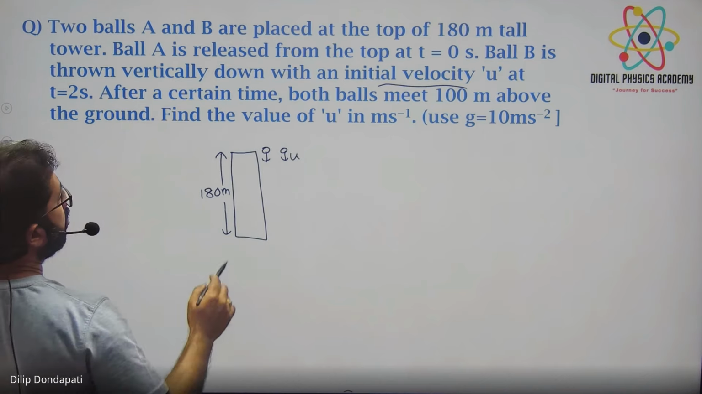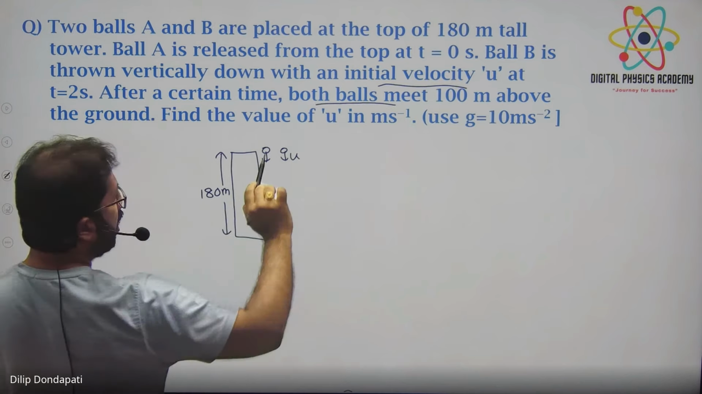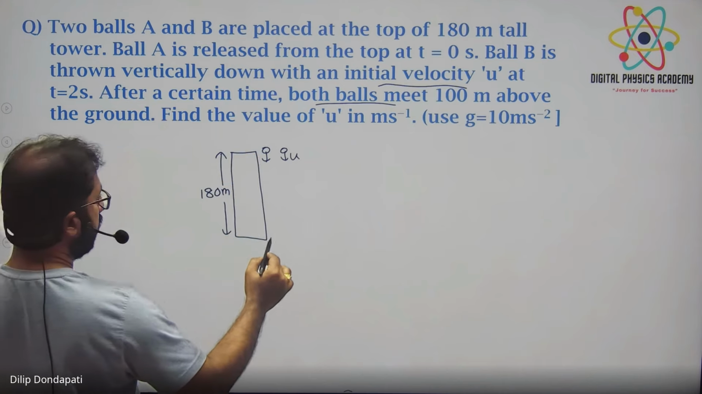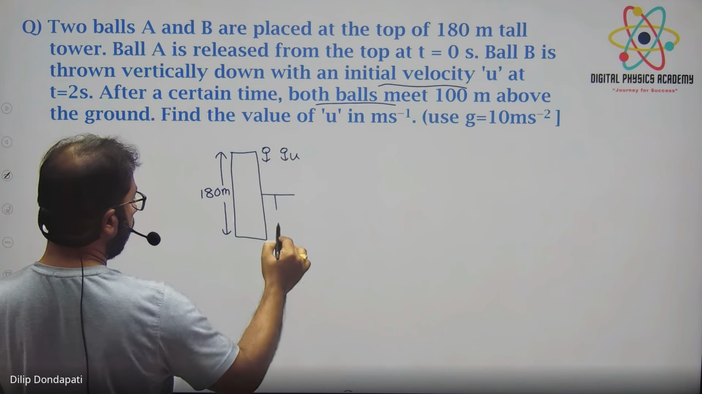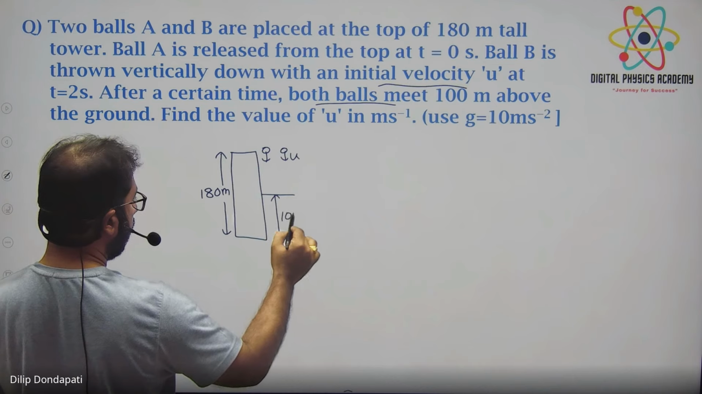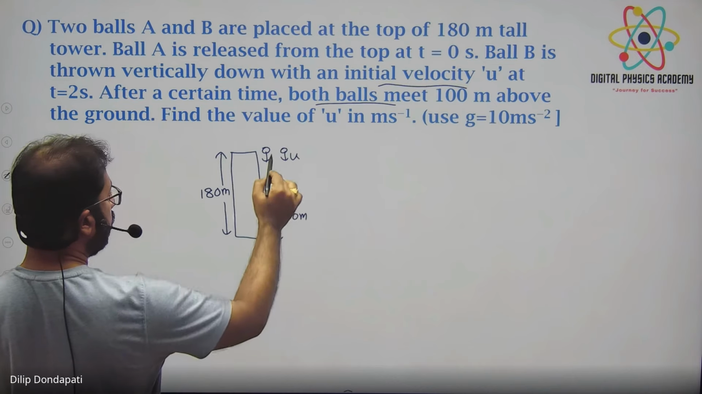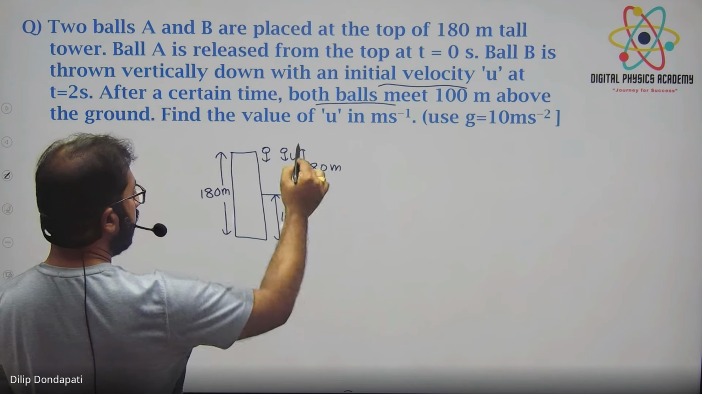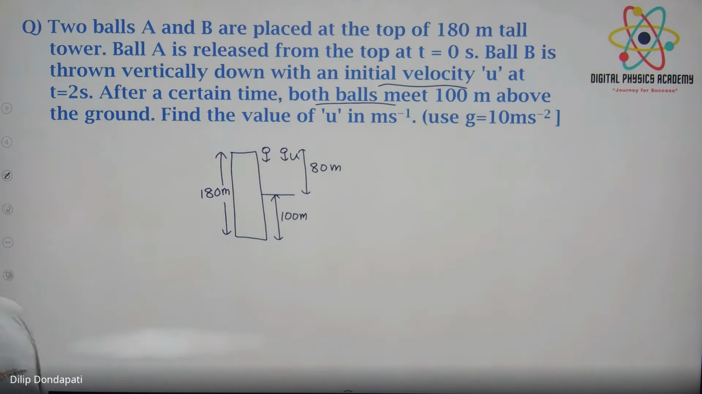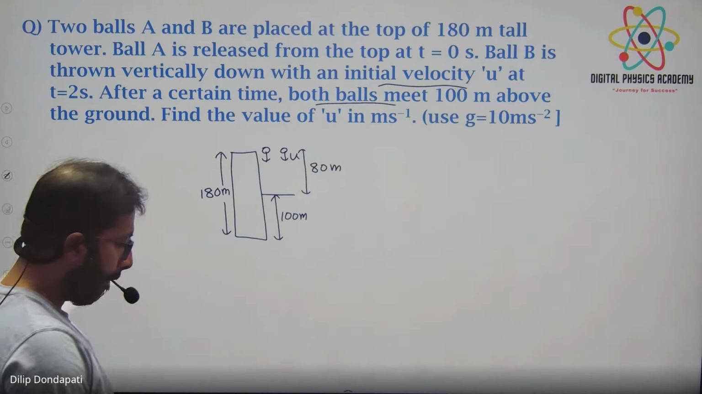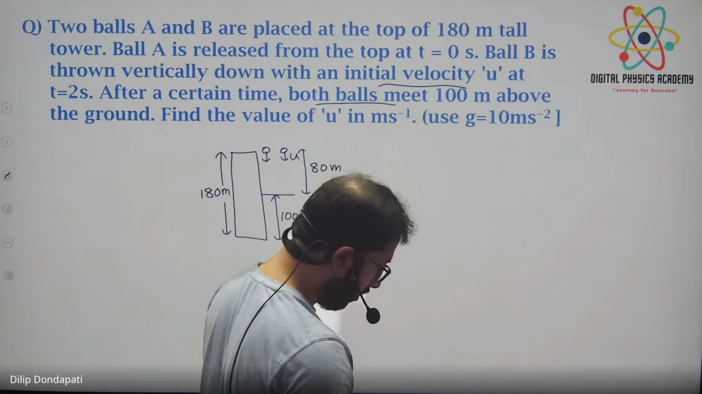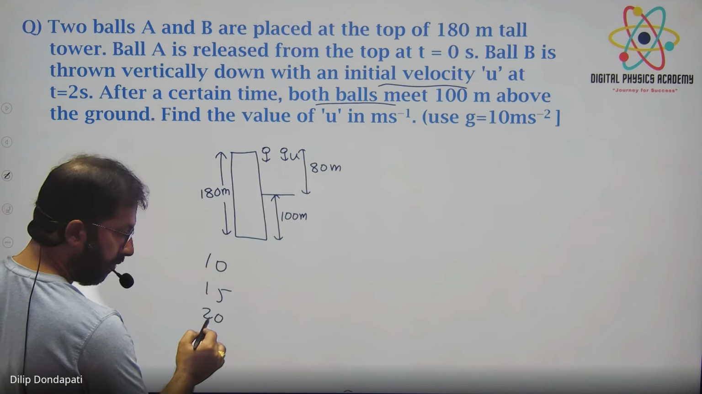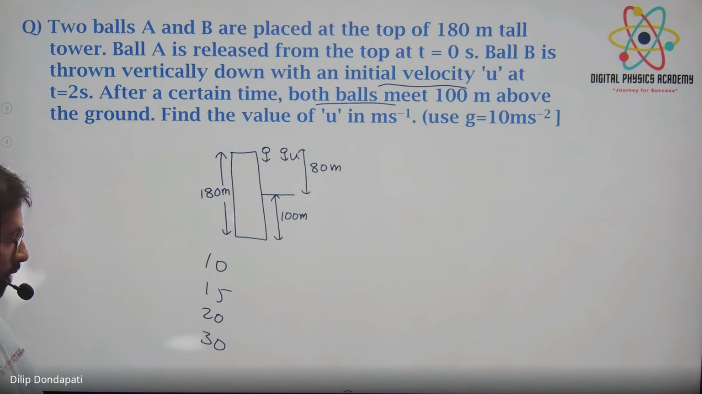Okay, and they both meet at the same distance, 100 meters above the ground. मतलब that means after 80 meters they both will meet from the top. Now try. Sir, no options. Option से लियो. नहीं तो 5 मार्क्स जाएगा, पक्का बोलो.